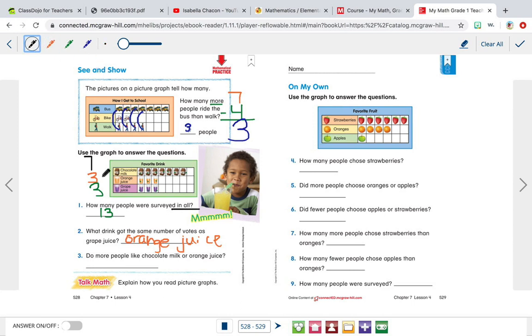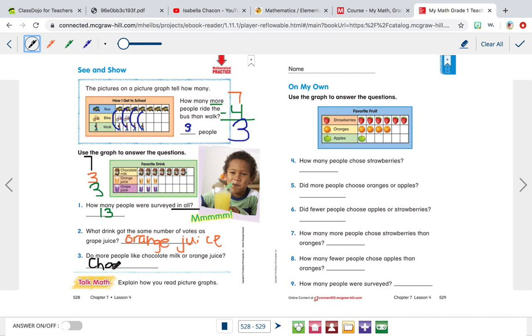Do more people like chocolate milk or orange juice? Let's see. So 7 people like chocolate milk and 3 people like orange juice. Which number is bigger, 7 or 3? 7, I hope you said 7. So more people like chocolate milk than they do orange juice. Yay, chocolate milk won. I love chocolate milk.